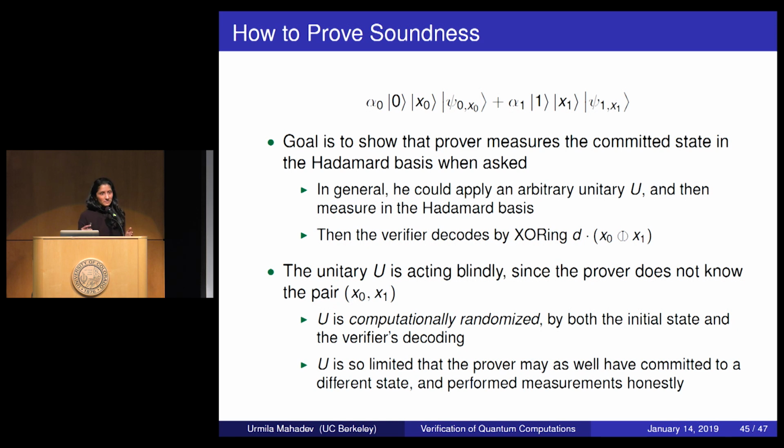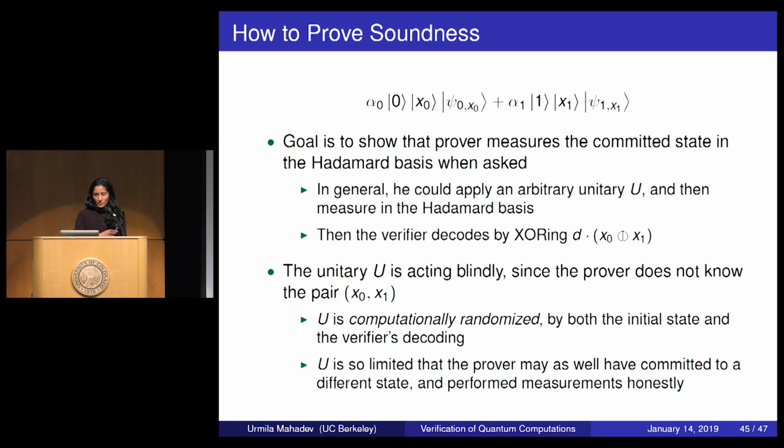So instead of cheating, he could have just created a different committed state, then performed the measurements honestly, and that's all I wanted to show. All I wanted to show was that there exists a committed state for which, when he's asked for measurements, he performs the measurements. And this is where most of the proof comes in, because in all previous papers, these techniques were information theoretic because the verifier would perform the encoding. But here, I really need to use this computational randomness, the fact that it's computationally difficult for the prover to find x0 and x1 in order to say that this unitary U is ineffective.